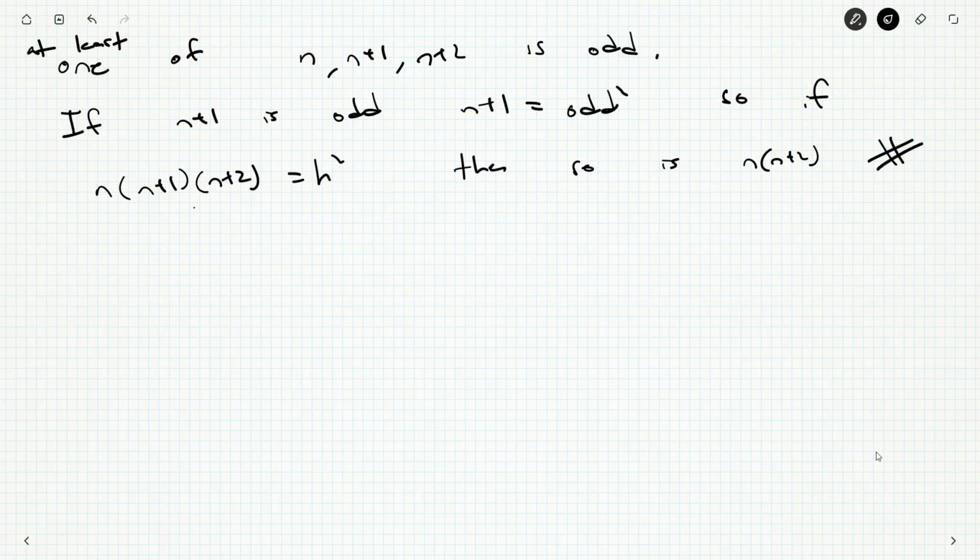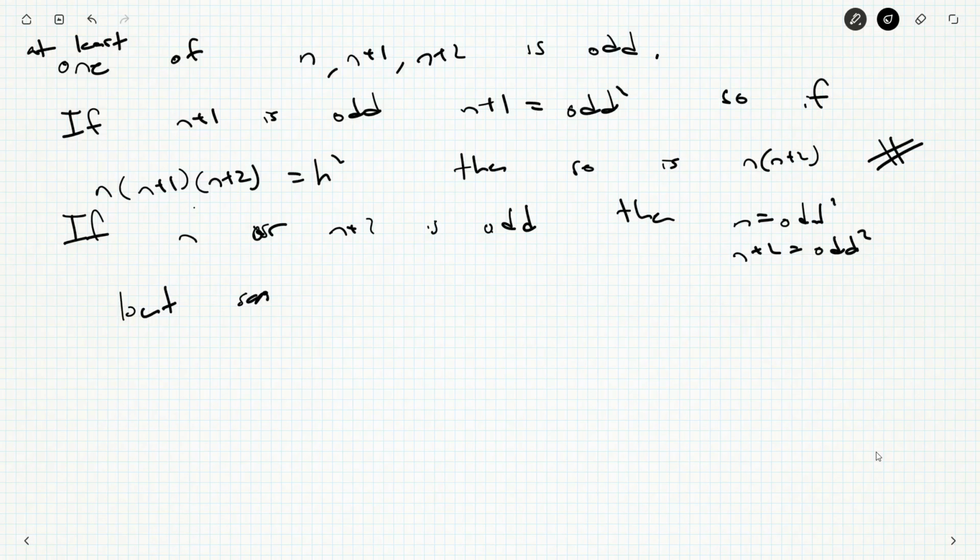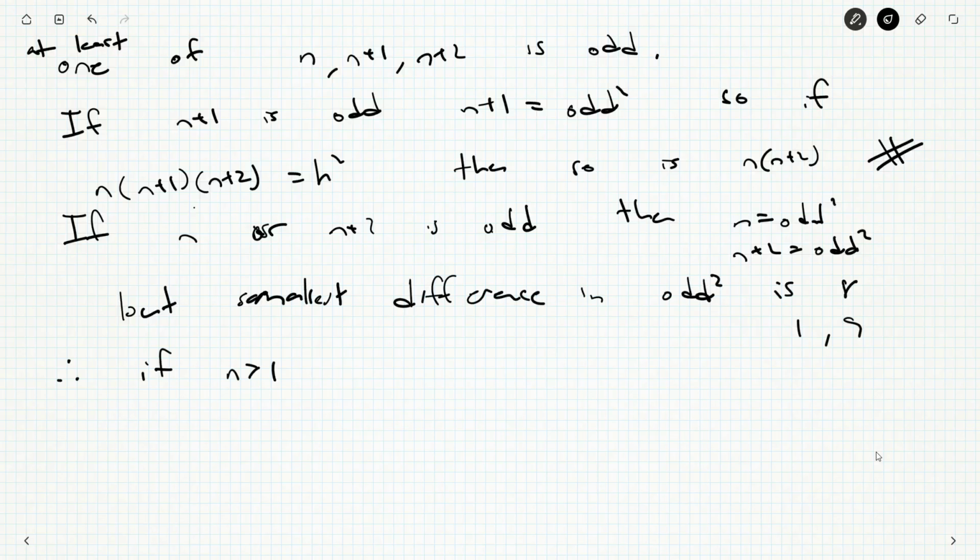So we use the contradiction symbol. If n, or n plus 2, is odd, then n is an odd square, n plus 2 is an odd square, but the smallest difference in odd squares is 8, from 1 and 9. Okay, so therefore, if n is greater than 1, the Murray number, which I know exists, must be at least n plus 3.